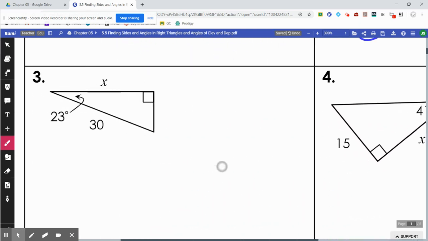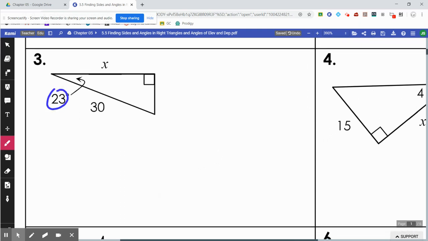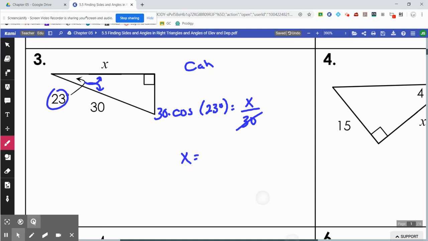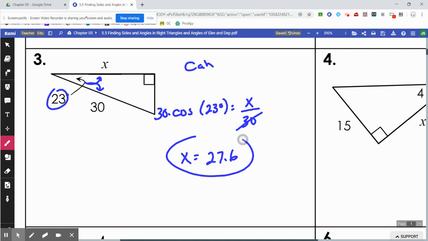Number three. Here's your angle. Identify which sides you're given. This is adjacent and hypotenuse. Adjacent and hypotenuse would be a cosine. So the cosine of your angle, which is 23 degrees, is equal to adjacent over hypotenuse. To solve for x, we're going to get rid of the 30 by multiplying. Type that into your calculator and you get that x is equal to about 27.6.